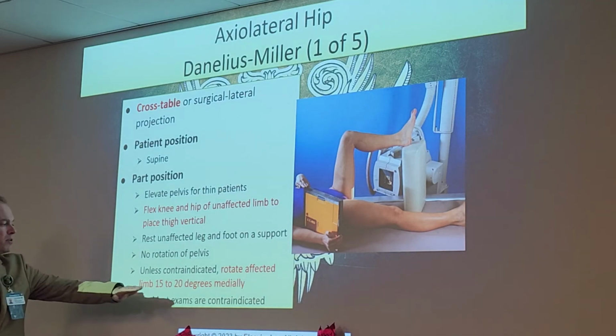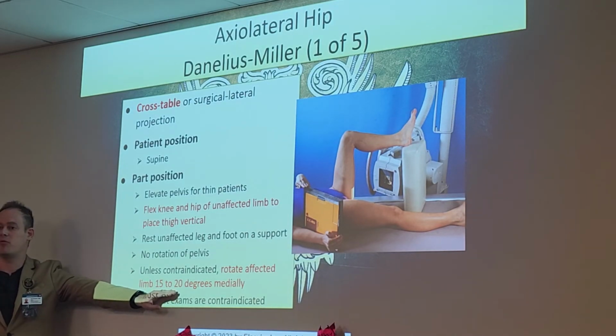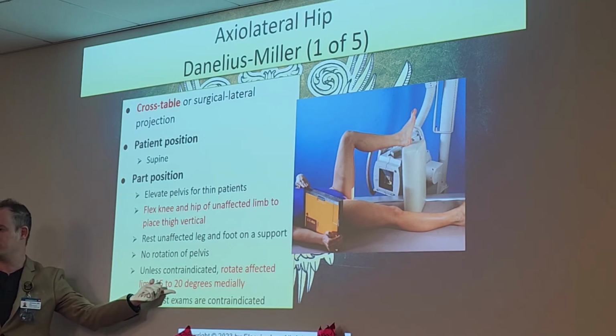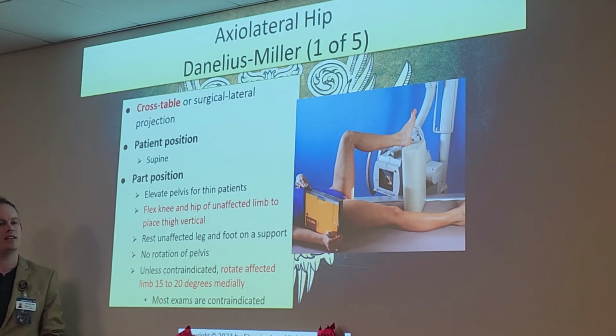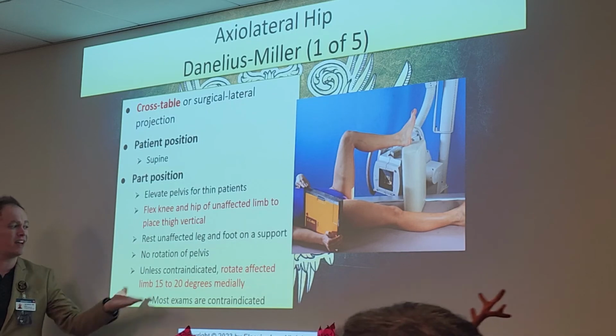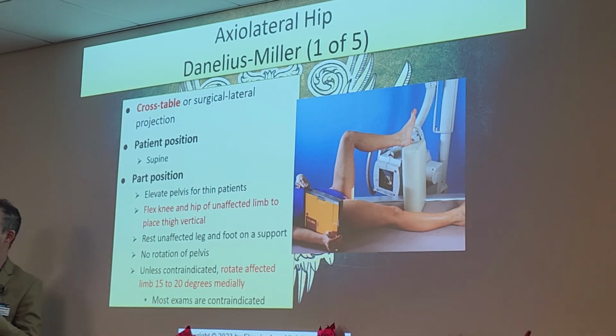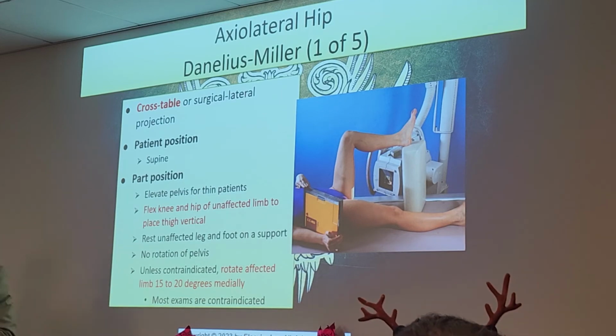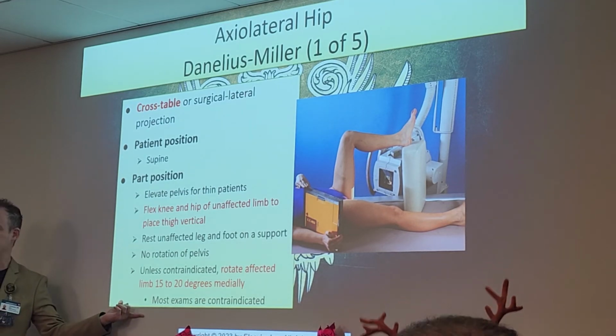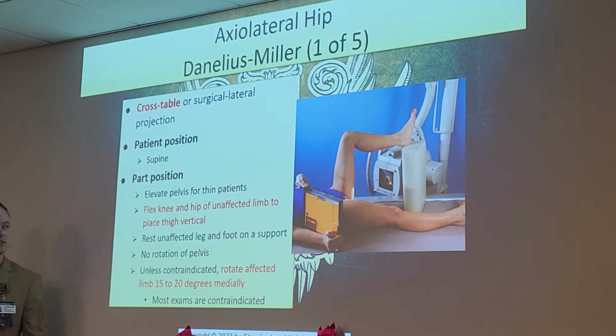Now let me put a little disclaimer here. Because this is almost always done as a trauma view, you're almost never gonna rotate that limb. Why? It's likely that the femur is shattered or dislocated. That's the reason you're doing this. But if for some reason you already know through confirmation that everything's fine and they can do so, rotate the limb to put the trochanters in the right orientation. But not likely to happen. As it says, most exams are contraindicated, thus trauma view.